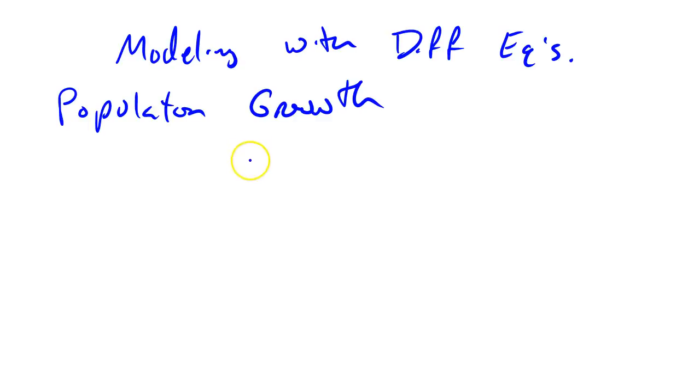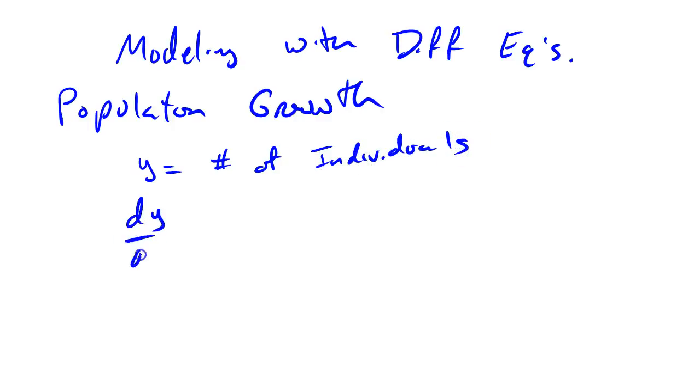So the basic population growth model is you say, let y equal the number of individuals in your population. So dy/dt is the rate at which the number of individuals is changing with respect to time. And this basic argument is that that's going to be proportional to the population. That is, if some percent of the people are going to be reproducing, then that's the rate at which the population is changing.